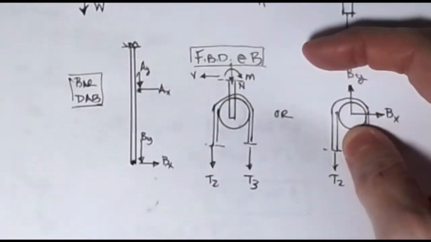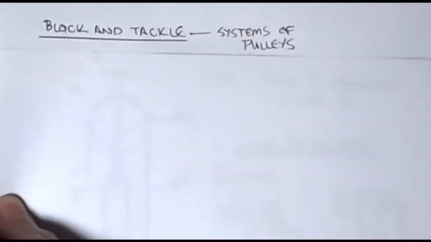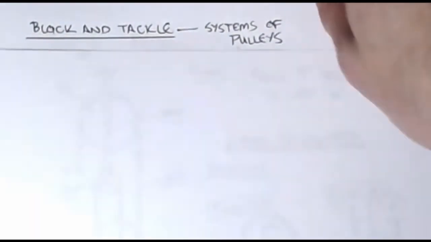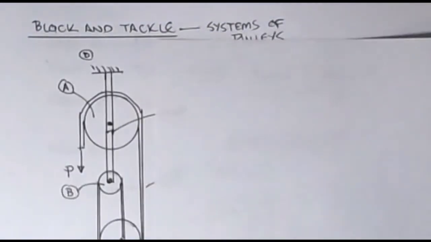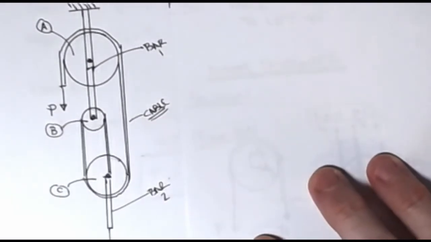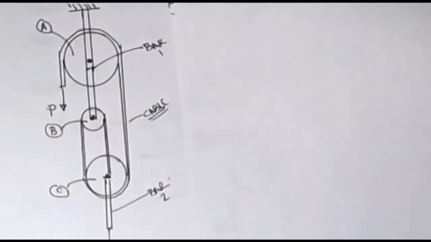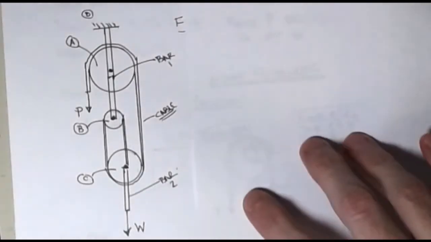Now, that's pretty easy to solve. The problems that most engineers recall and dread, because just about every statics test has had one, are block and tackle problems. This is a system of pulleys. If we have a basic apparatus that looks something kind of like that, let me zoom out here a little bit. It looks something like that.